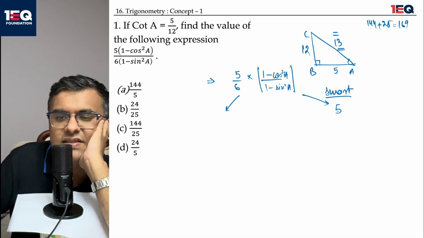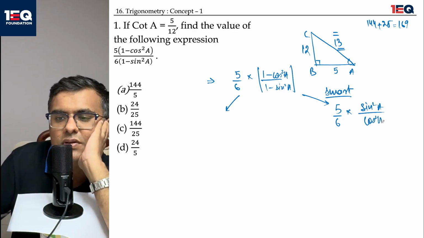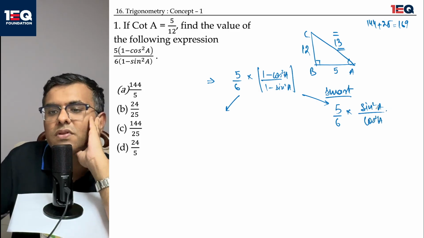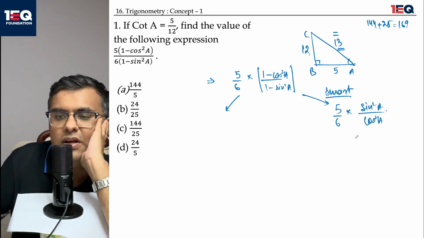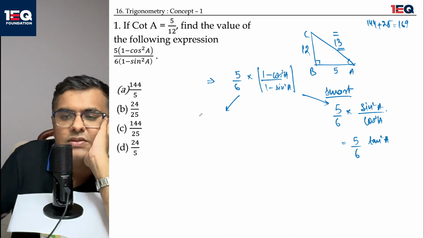The smart way says that 5 by 6 times 1 minus cos square theta, which is equal to sin square theta, whole upon 1 minus sin square theta, which is cos square theta. So sin square A whole upon cos square A. This would give me 5 by 6 tan square A.